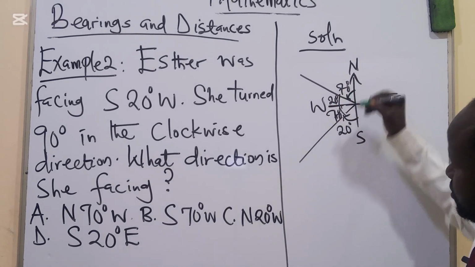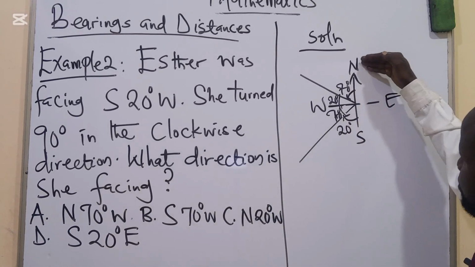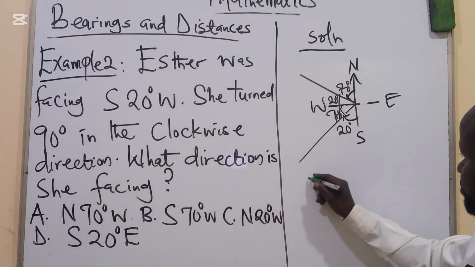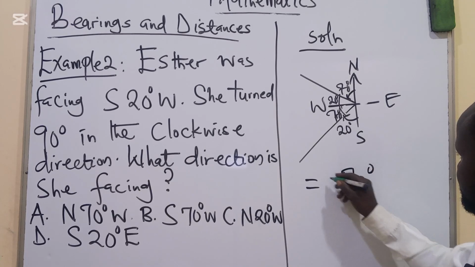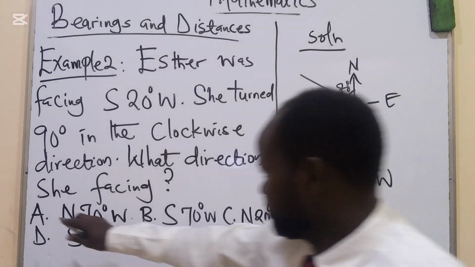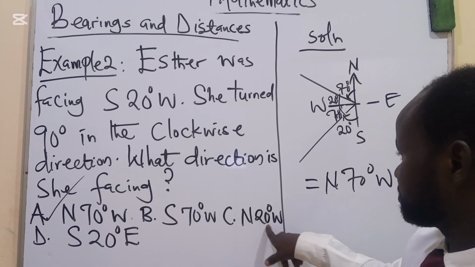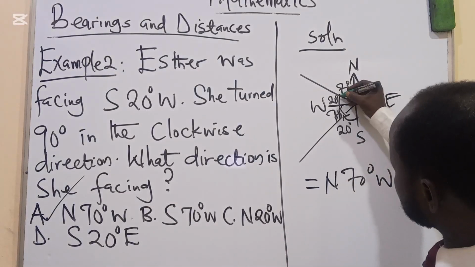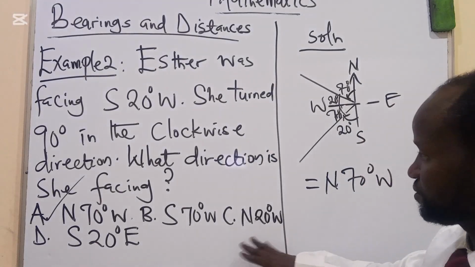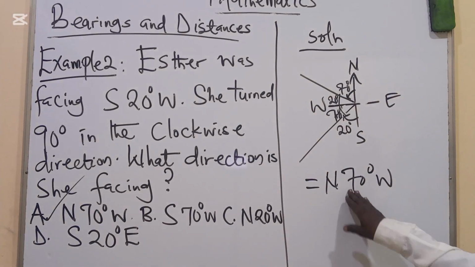This angle here now. The question is saying which direction is she facing? She is facing 70 degrees northwest now after turning 90 degrees in clockwise. So the answer will be 70 degrees northwest. Let's check the options. 70 degrees northwest, which is option A. Yes, it is correct. You realize that this other option here is wrong. It can't be 20 degrees northwest, because this 20 is closer to the west. So they put this other answer in the options to confuse students. So the correct answer is option A, 70 degrees northwest.